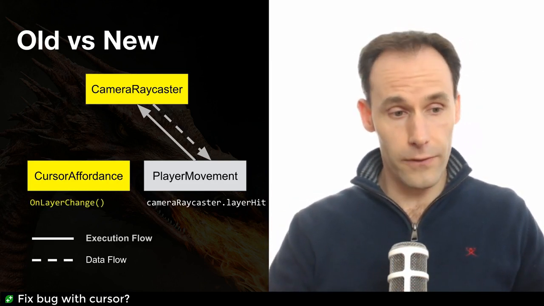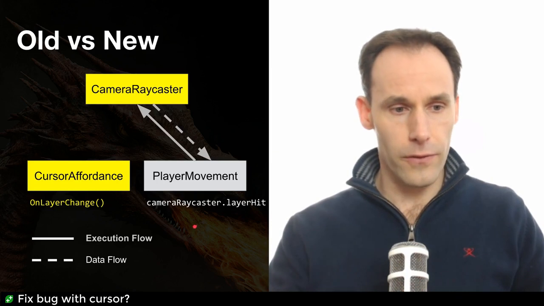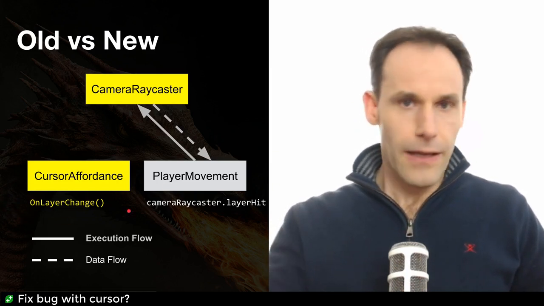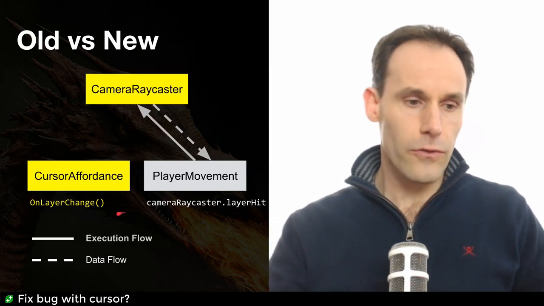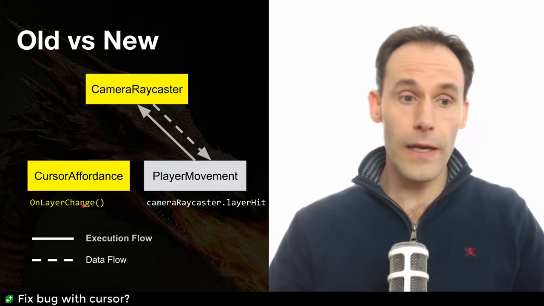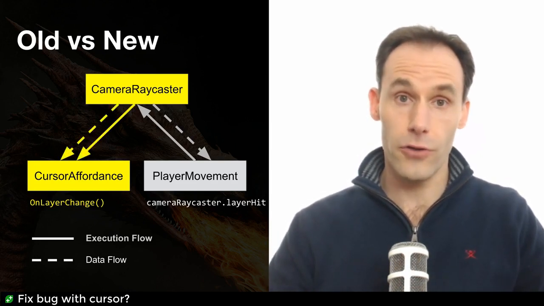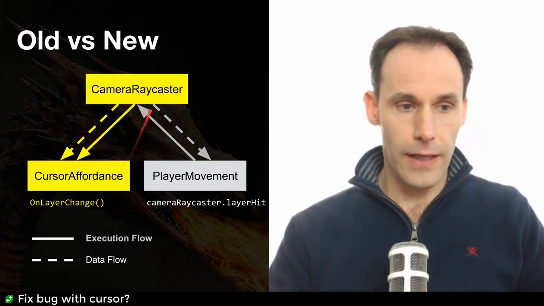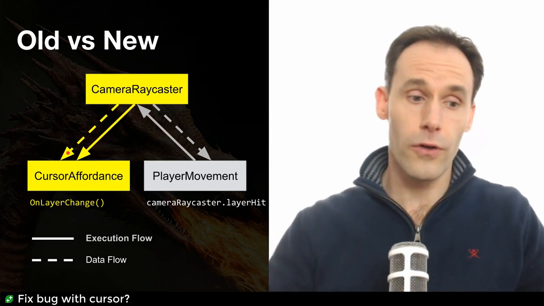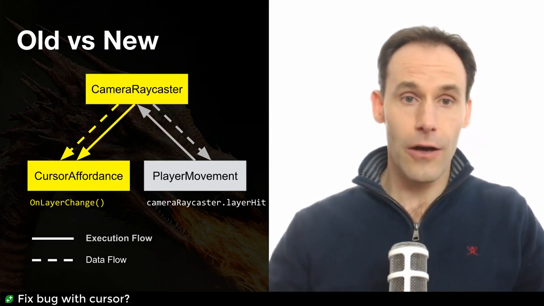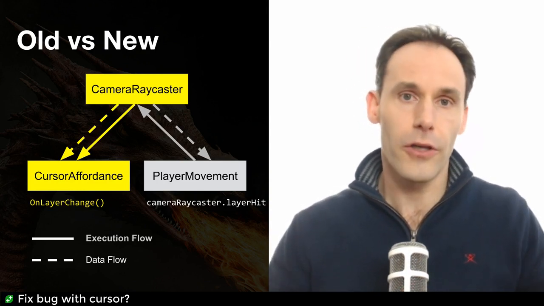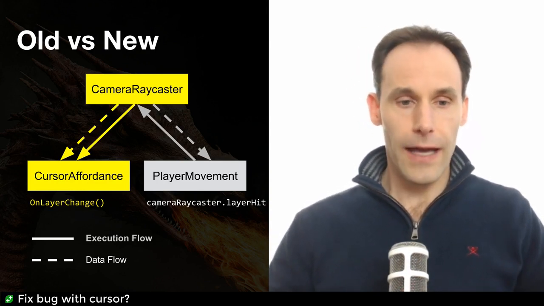So what we really want to happen is in the cursor affordance class, instead of, say, in update or late update or any other frame-based message, we want to say on layer change. We want a whole new method to be only called when the camera raycaster notices a change of layer. And then you get two things happening in the same direction. You get the execution flow, the camera raycaster calls the on layer change method, and along with it, it optionally passes some data, like the new layer. It may as well just pass the new layer while it's at it, right? So that's what we want.